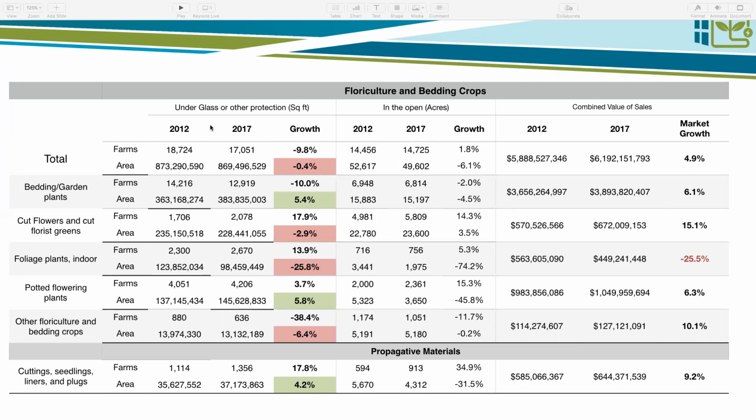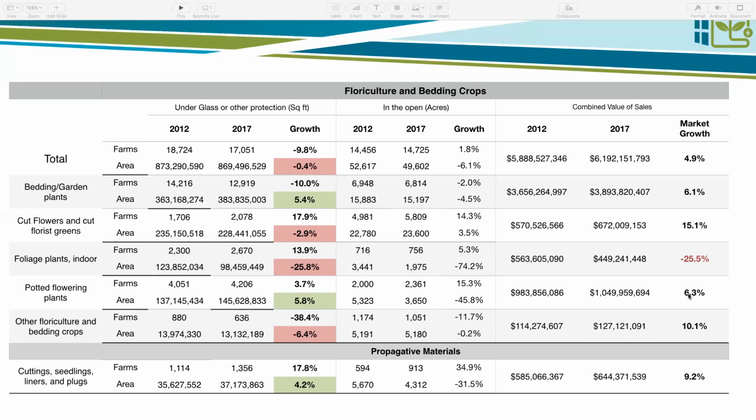Looking just here at the under glass and other protection numbers, it's a pretty mixed set of situations where you have markets going up and markets going down according to the area, so not the value of sales. The total under glass and other protection for floriculture and bedding crops had a reported decrease of 0.4% in the area. And then you have the different categories here. Bedding plants, there was an increase of 5.4%. Cut flowers and cut flower screens, a decrease of almost 3%. Foliage plants indoors, that took a big hit, so it was minus 25.8% in the area. And then for potted flowering plants, an increase of 5.8%, and other floriculture and bedding crops, a decrease of 6.4%.